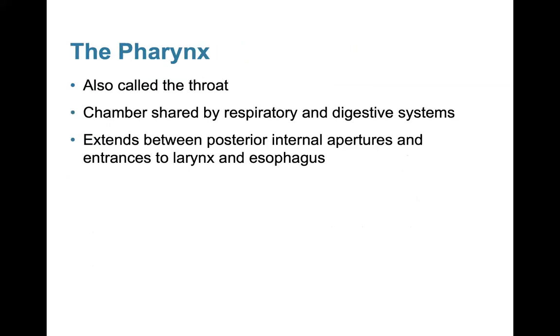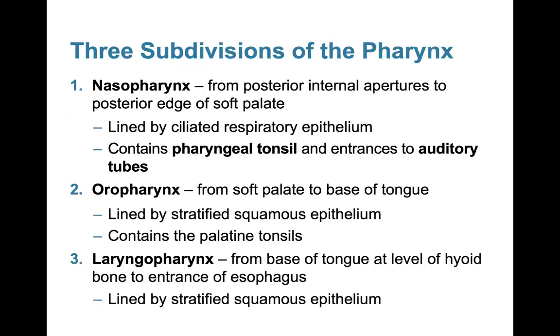The pharynx is also called the throat. This is a chamber that's shared by the respiratory and digestive systems. It extends between the posterior internal apertures and the entrances of the larynx and the esophagus. The pharynx is divided up into three divisions: the nasopharynx, oropharynx, and laryngopharynx.